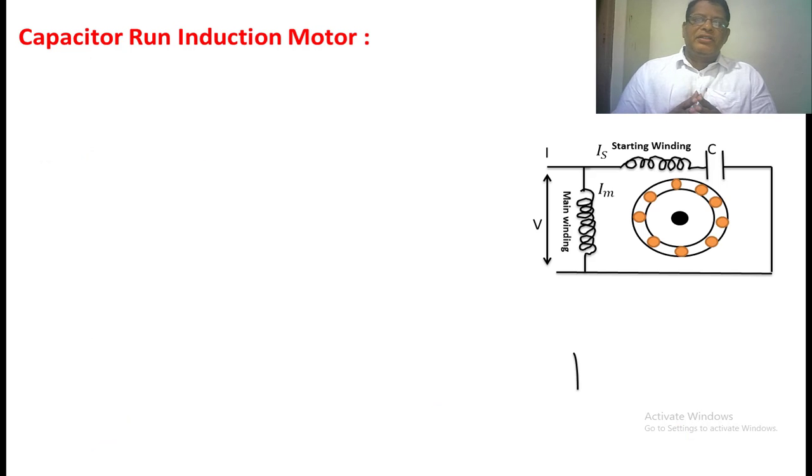In case of the capacitor run single phase induction motor, the stator winding consists of two windings. One is the main winding, and the other is the auxiliary winding. The capacitor is connected permanently in series with the auxiliary winding, nothing but the starting winding.